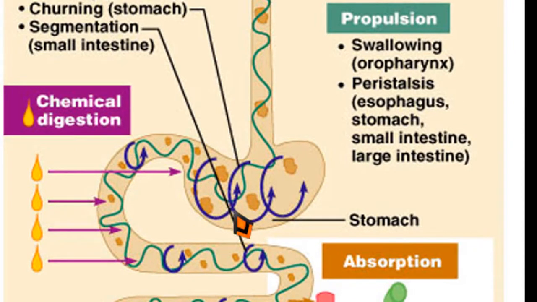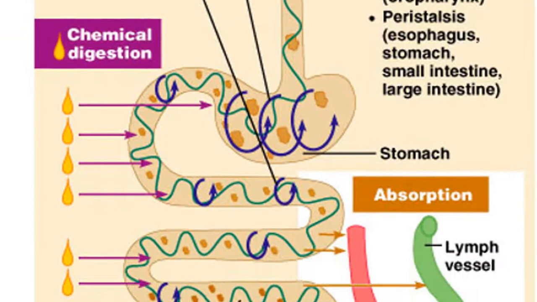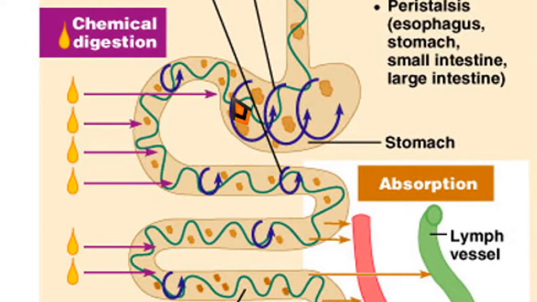Also, mechanical digestion occurs inside the stomach. The mechanical digestion carries on in the small intestine through segmentation of the food into small particles. This is called mechanical digestion. And then the chemical digestion starts at the lower end of the stomach and also in the duodenum by adding the pancreatic juice and the bile juice into the food. Also, the chemical digestion carries on in the small intestine.